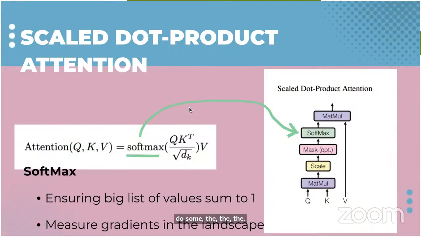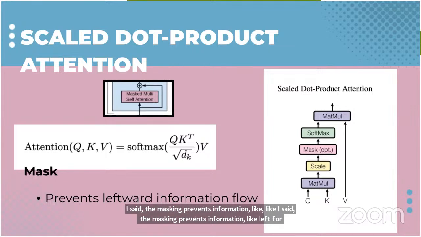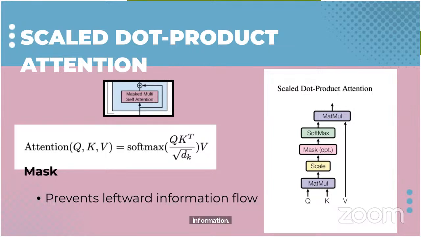We do the softmax to ensure a list of values that sum up to 1 and measure gradients in a landscape. That's research related. There's also the masking. I think I skipped that, but like I said, the masking prevents information from flowing, right? It prevents the model from knowing too much, because if the model already knows, it's not actually going to learn. So that's why they mask it out and tell the model to predict something so we can calculate the loss function and do some actual learning. So that's all of that.